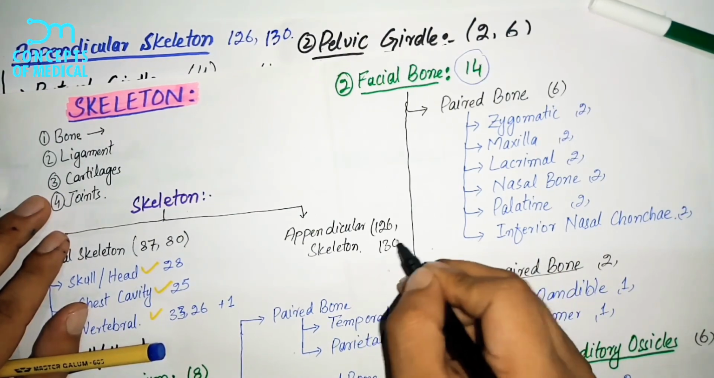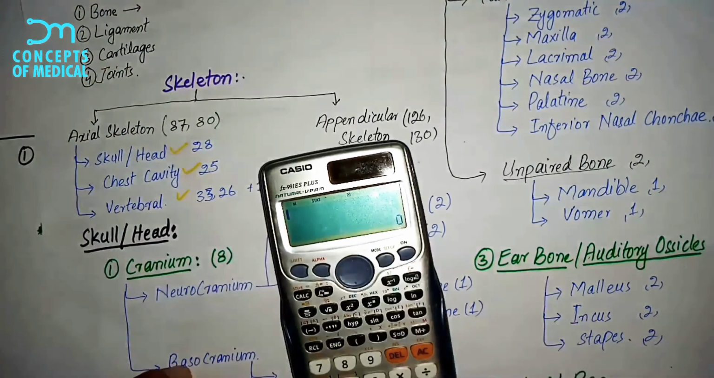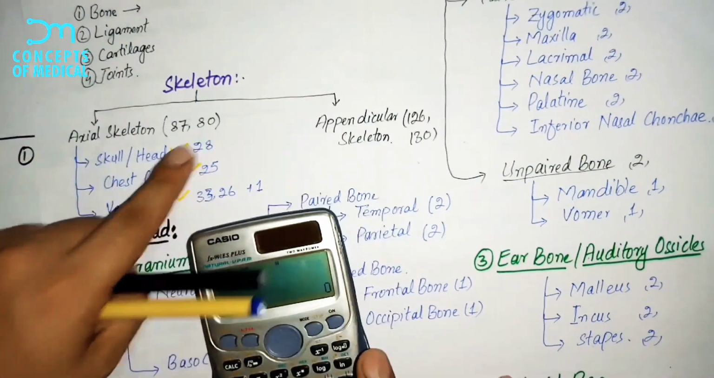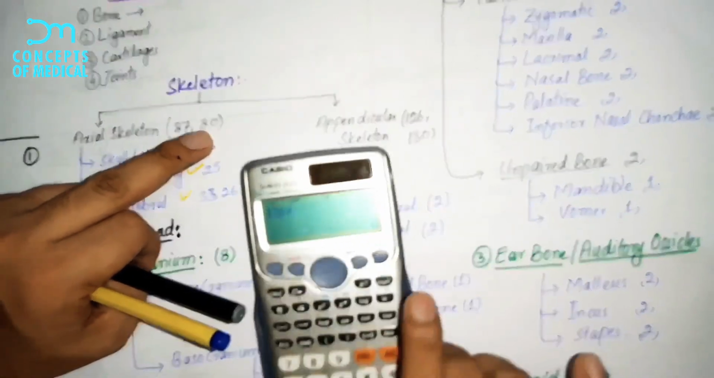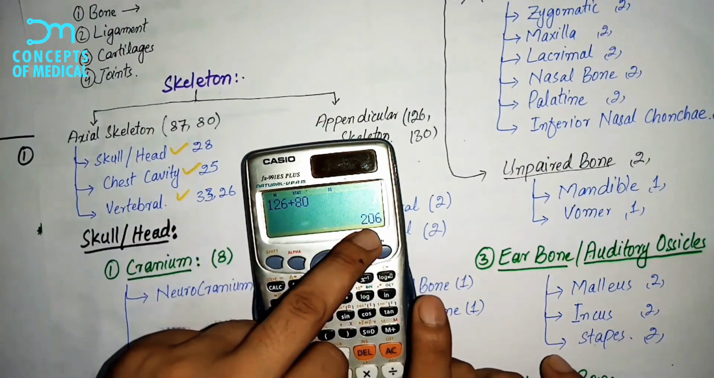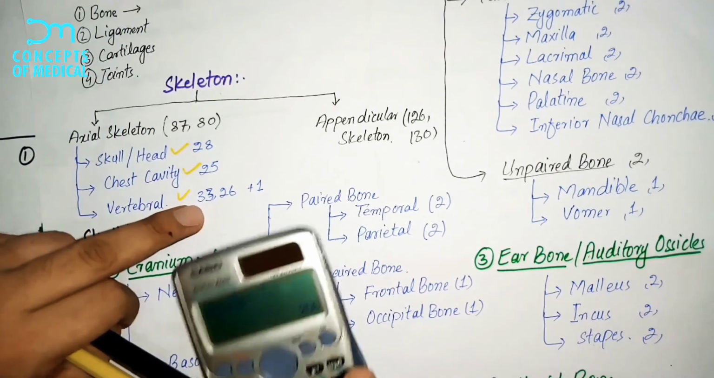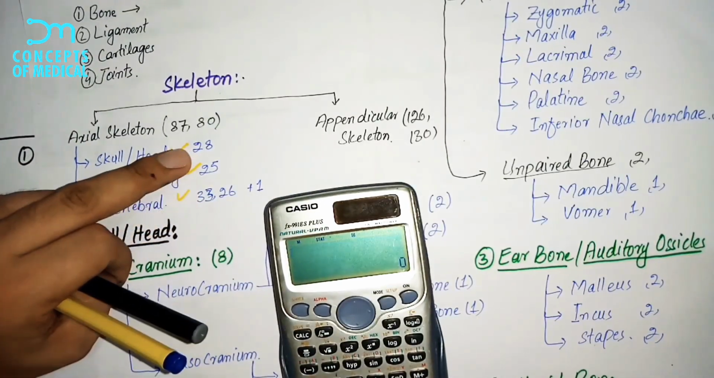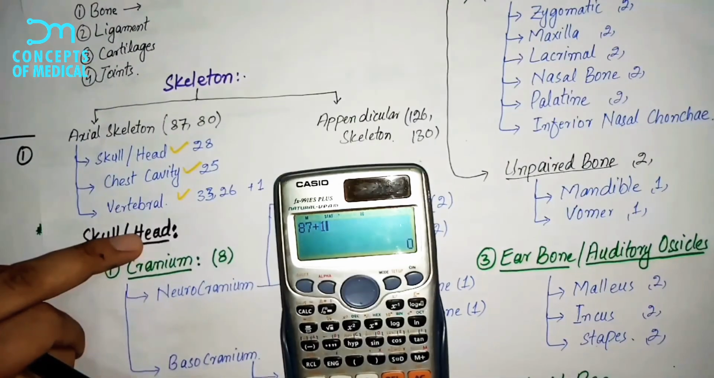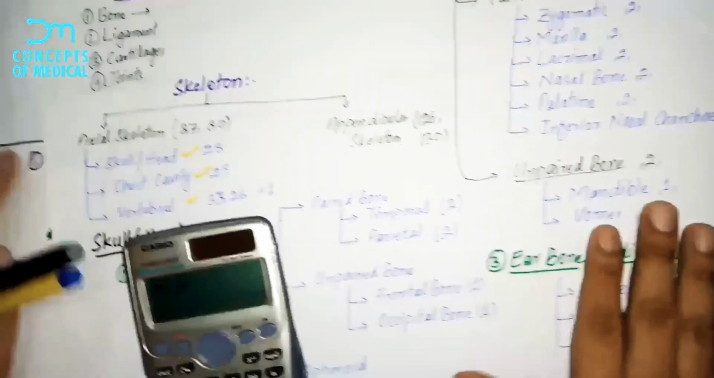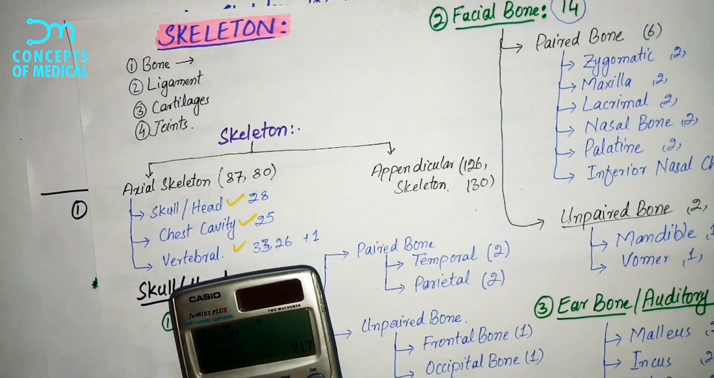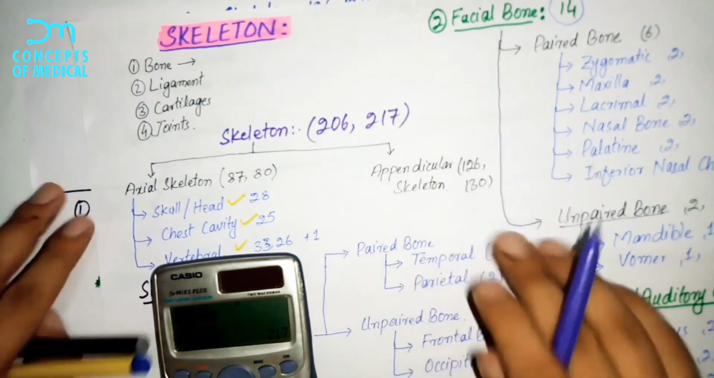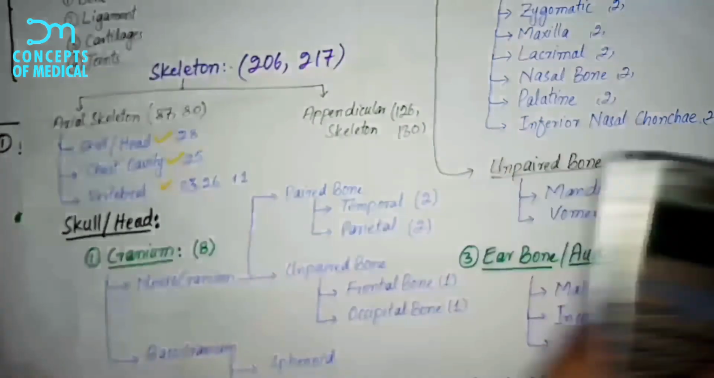I'll write them here: 126 or 130. Now if I consider the pelvic bone as 2 bones and the vertebral column as 26 bones, then I add 126 and 80, and it becomes 206. But if I consider the vertebral column as 33 and the pelvic bone as 6, then 87 plus 130 becomes 217. So how many bones do we have? Either 206 or 217. So these were all about the bones of our body.